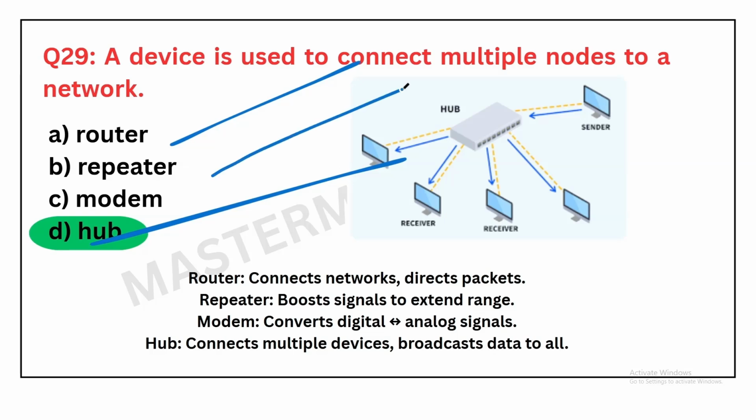A repeater strengthens weak signals, allowing data to travel longer distances without loss. A modem converts digital data from computer into analog signals for internet communication and vice versa. A hub connects several devices in a LAN and sends data to all connected ports regardless of destination.